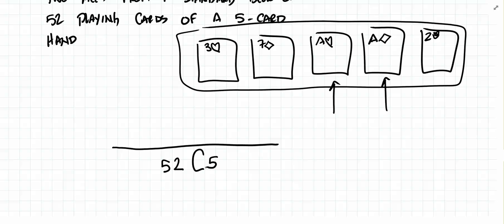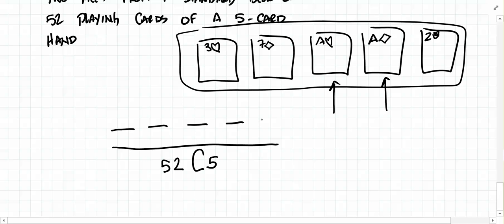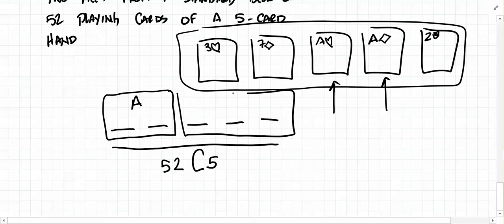Let's think about our cards. 1, 2, 3, 4, 5. We're going to get dealt 5 cards. What do we want? We want these 2 cards to be aces. These 3 other cards, what do we want? Not aces, right? The problem says exactly 2 aces, so that's what we want. Those first 2 cards could be anywhere, but for right now we're just saying we want 2 of them to be aces.